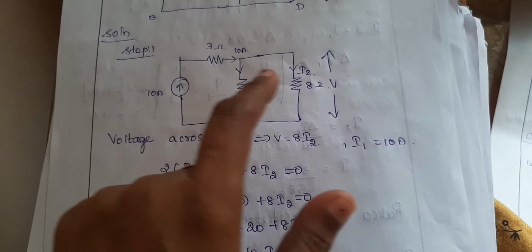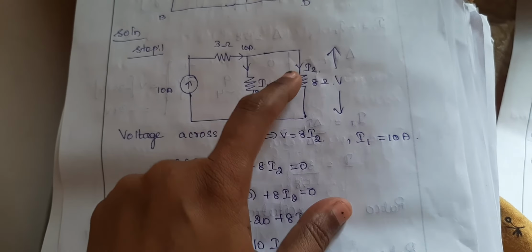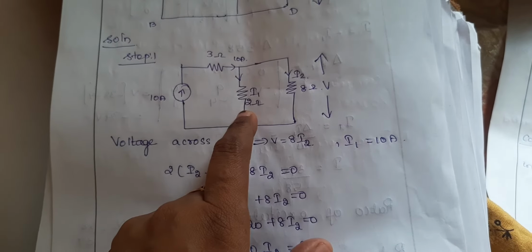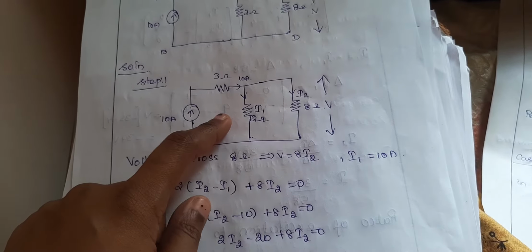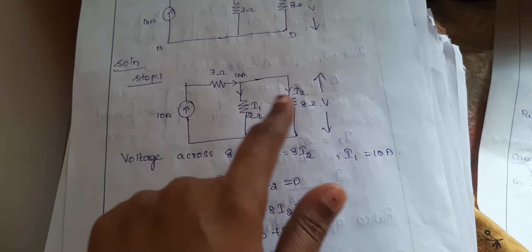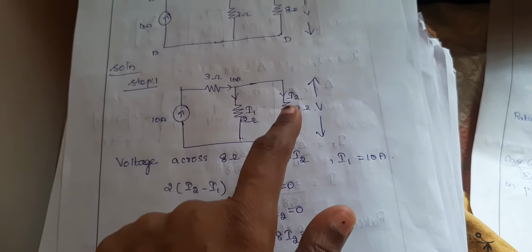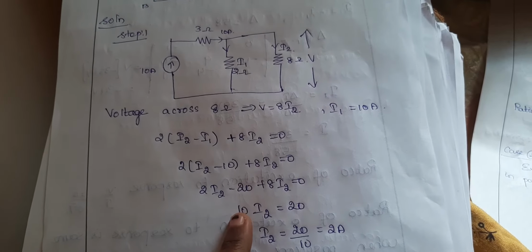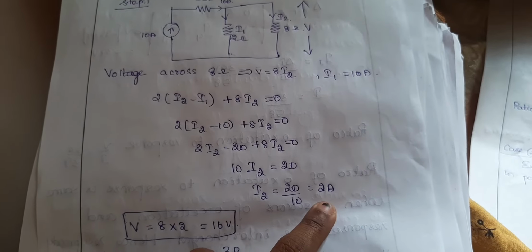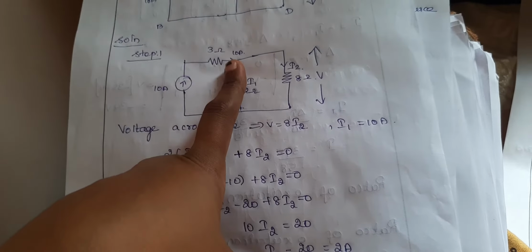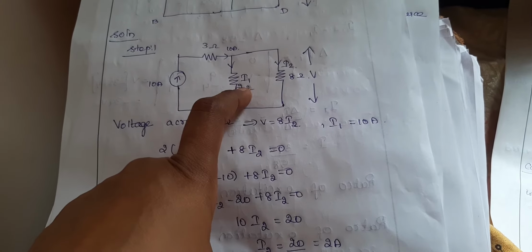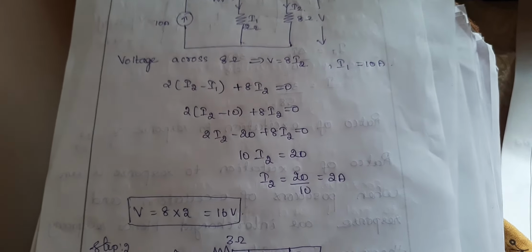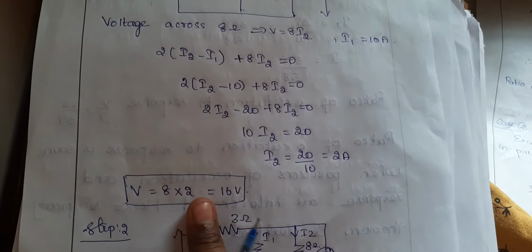For finding I2, either you can apply the current division rule. Total current is 10 ampere and the opposite resistance 2 divided by 2 plus 8, or you can apply the loop equation. When applying the loop equation, what comes? Here I1 current is 10 ampere, and for I2 the equation is 2 into (I2 minus I1) plus 8 I2. Substitute the value of I1. After simplifying you got I2 as 2 ampere. Otherwise you can apply the current division rule, total current 10 into opposite resistance value 2 divided by 2 plus 8. So either you can apply in this form or the loop equation. Now you got the current value. So what is the voltage? 8 into 2, 16 volt.